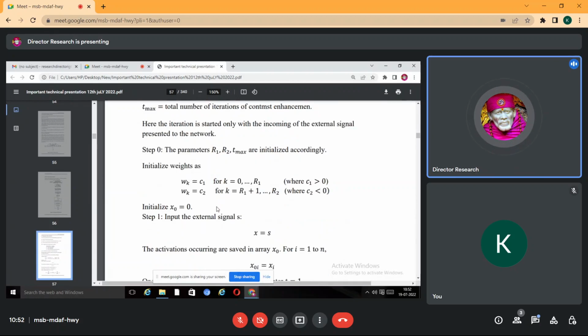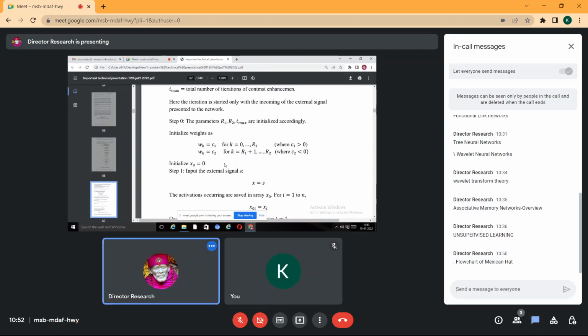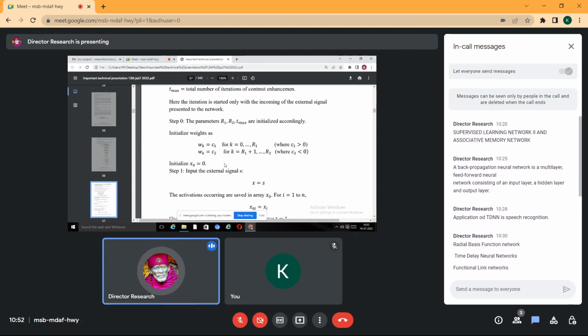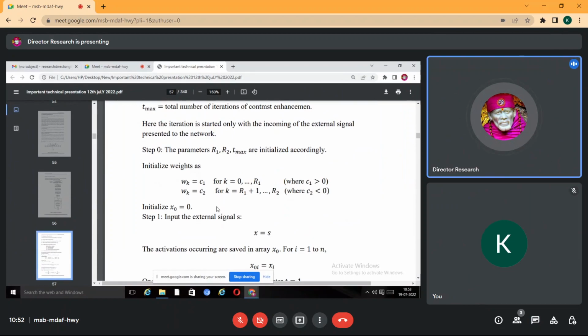Just observe the initialized weights. Wk is equal to C1 for k is equal to 0 to R1. Wk is equal to C2 for k is equal to R1 plus 1 to R2, where C2 is greater than 0. They are the initialized weights. Initialize x0 equal to 0.